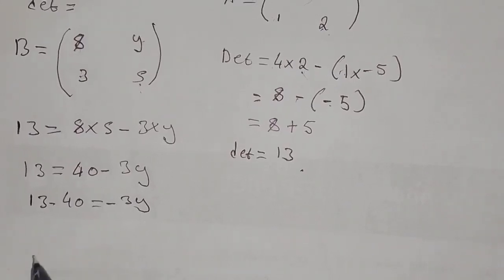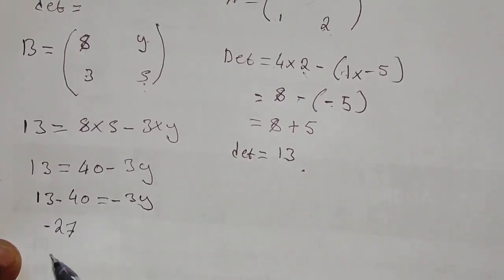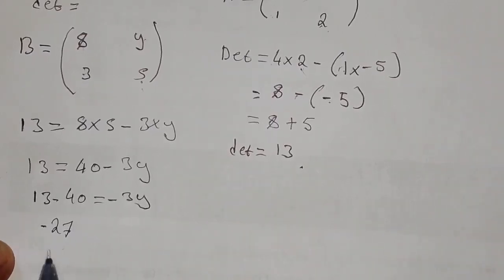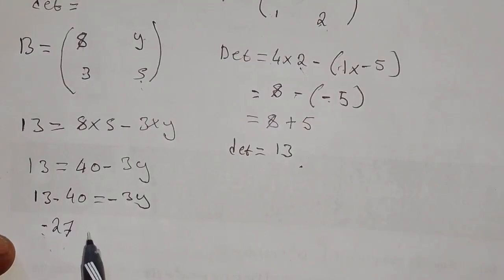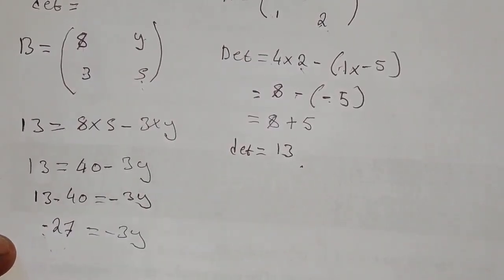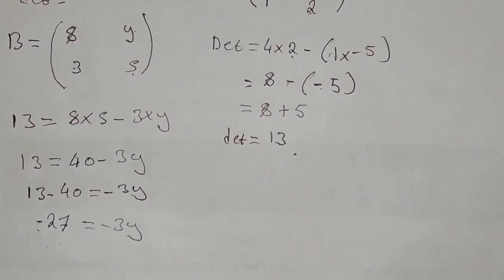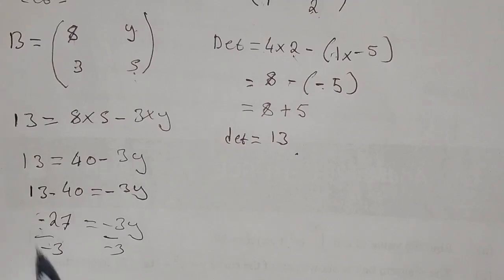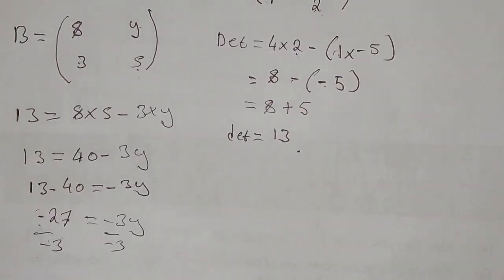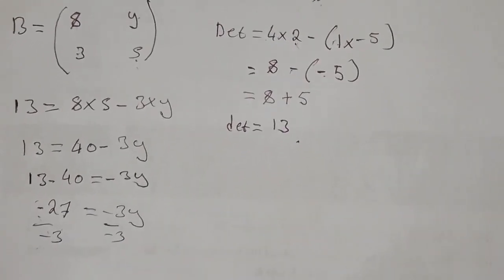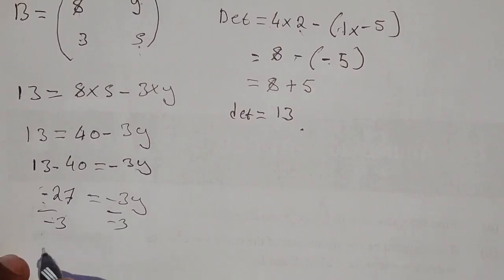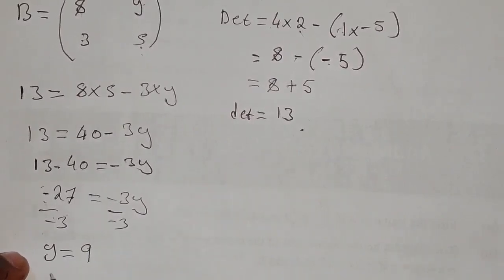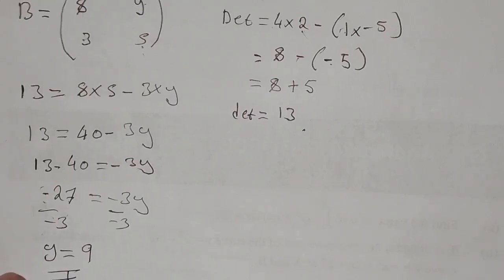So 13 minus 40 gives us negative 27. Remember, the sign comes from the bigger number. Here 40 is the bigger number and it has a negative sign, hence the negative on the answer. So negative 27 equals negative 3y. Since we're finding y, we make y the subject by dividing both sides by negative 3. Negative divided by negative gives a positive. So y equals 27 divided by 3, which gives us 9. This was the value of y, and this carries 2 marks.